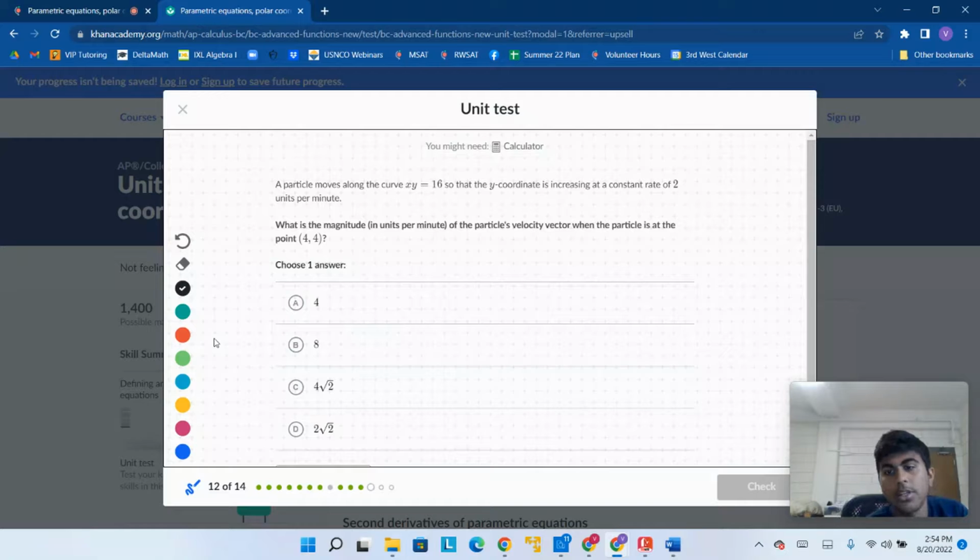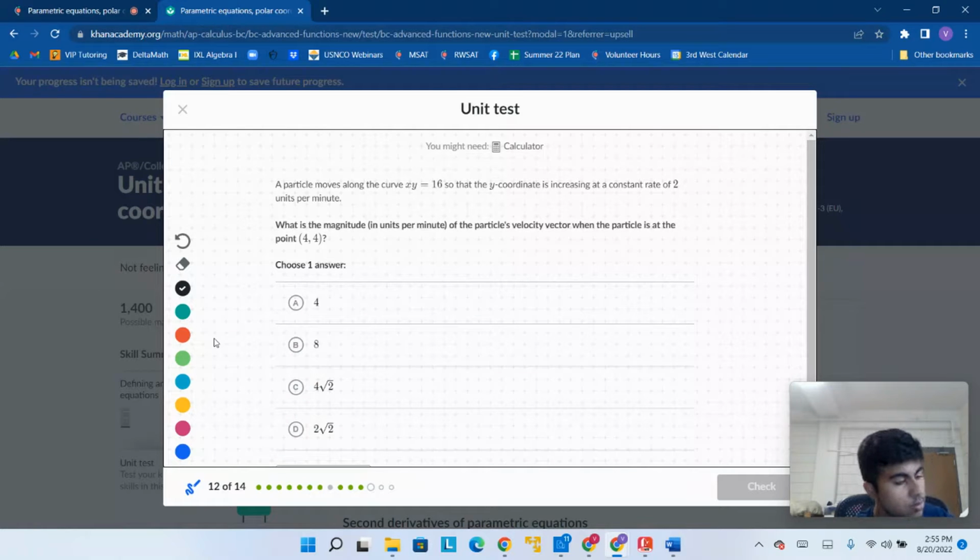Okay, so at (4, 4), in the next, say, 30 seconds, because the y-coordinate is increasing at a constant rate, and I think that's kind of important to remember, it's going to go 4, 6, 8. Which means that the x-coordinate is going to be at 4, and then 16 over 6, which is 2.6, and then 2. And we're trying to figure out how much it goes by.